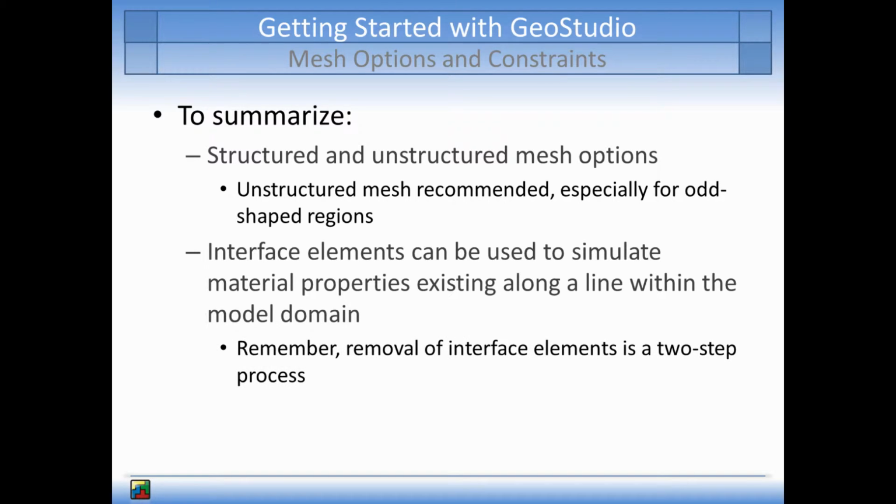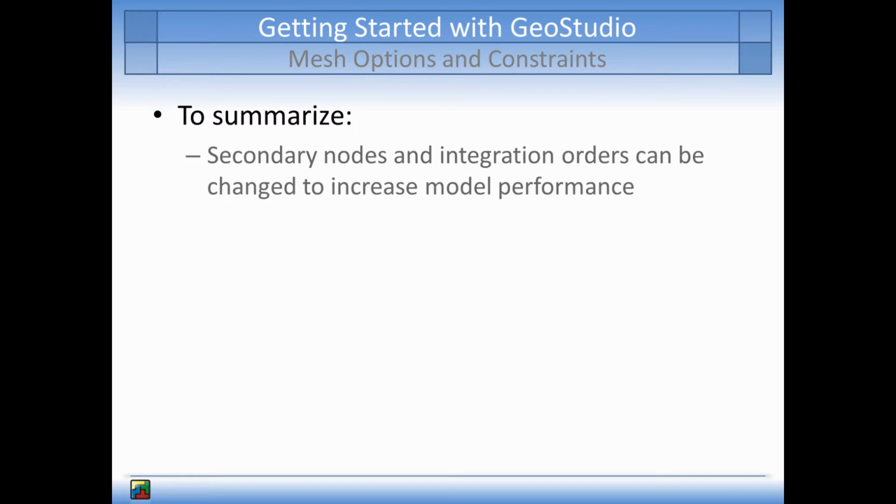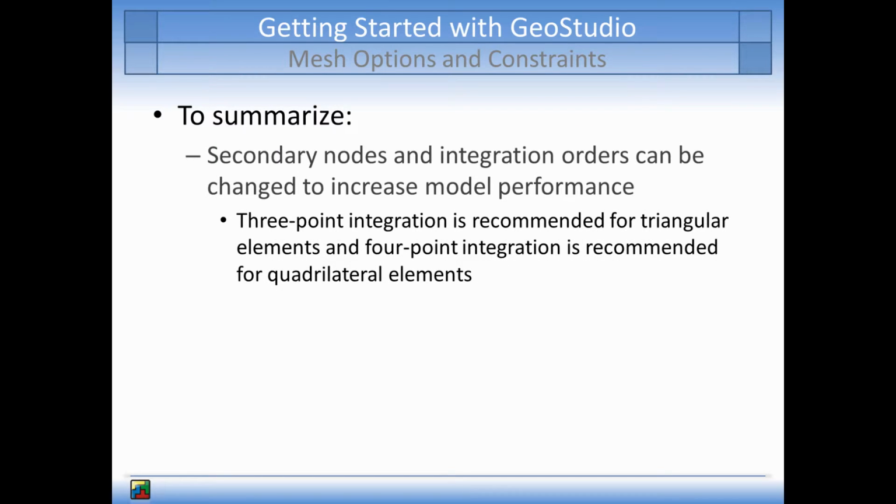Remember, to remove interface elements, you must first remove the materials that are assigned to the lines representing these thin materials, and then return to the Draw Mesh Properties window to toggle off the interface elements. Lastly, secondary nodes and integration orders can be used to increase the performance of the model. It is recommended that the 3-point integration is used for triangular elements, and 4-point integration is used for quadrilateral elements. Secondary nodes are often used in stress-strain analyses.